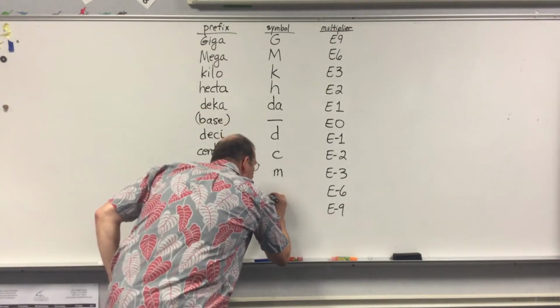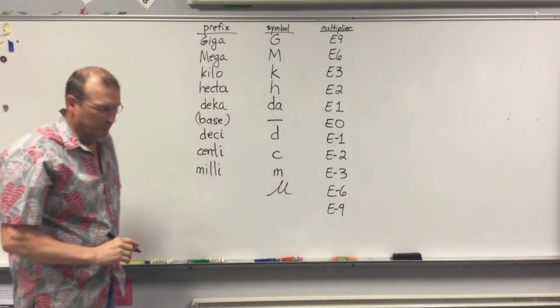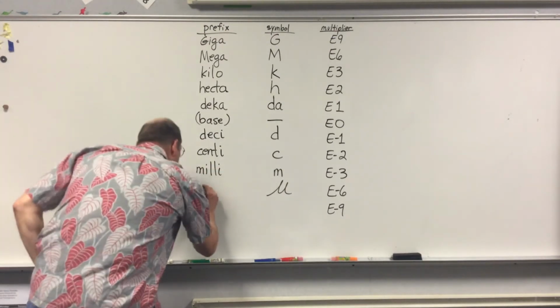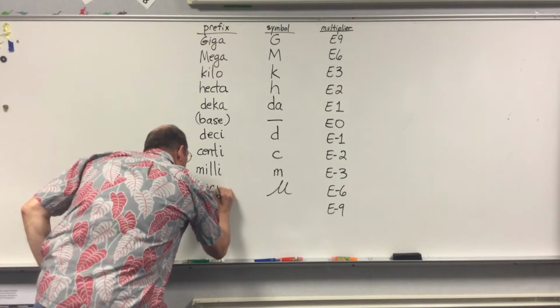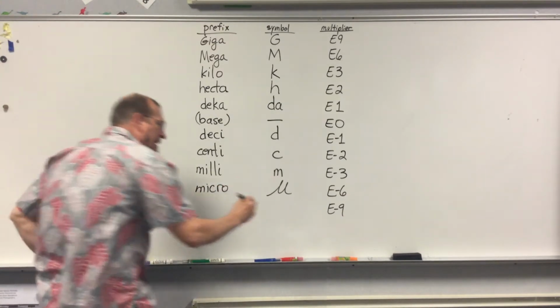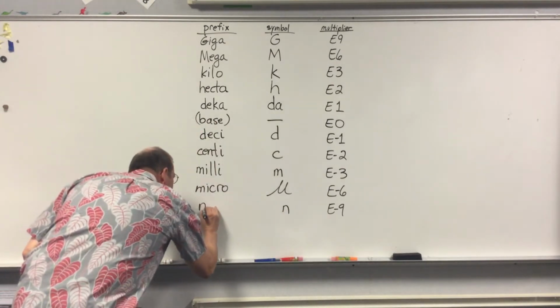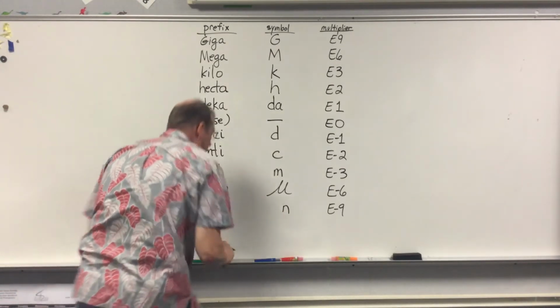E-6 is a Greek letter mu. I call it the curly m, and that stands for micro. And E-9 is lowercase n, and that stands for nano.